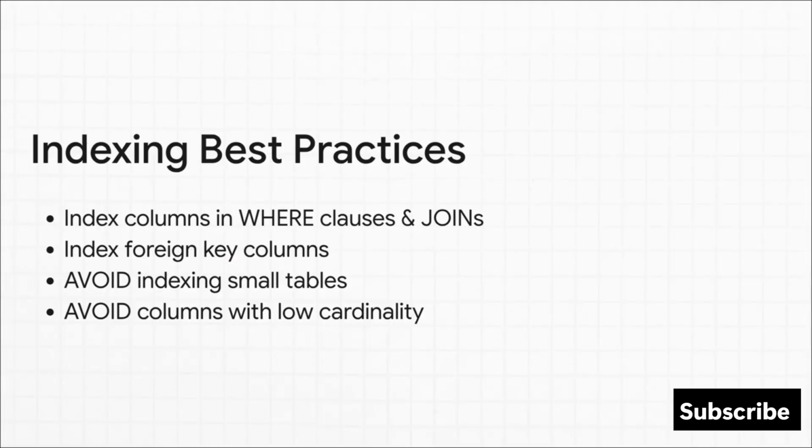This means you have to be smart about it. Absolutely index the columns you use in your where clauses and for your joins. It's a no-brainer, but don't bother indexing tiny tables. It's faster for the database to just scan the whole thing. And definitely don't index columns that only have a few distinct values, like a gender column. An index isn't going to help much there.